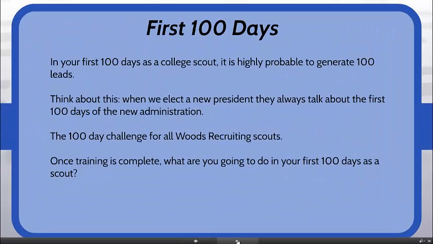Your first 100 days as a college scout is critical. You want to generate leads. You want to be everywhere. You want to do all the things that's necessary to get off to a good start as a scout.